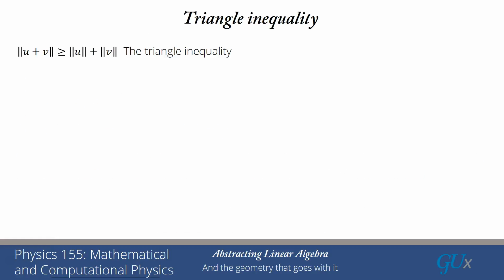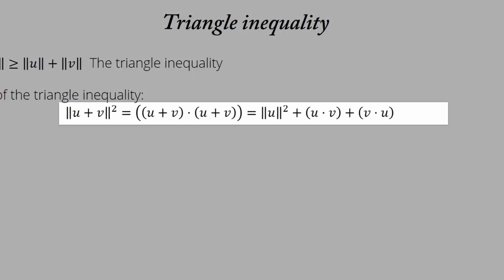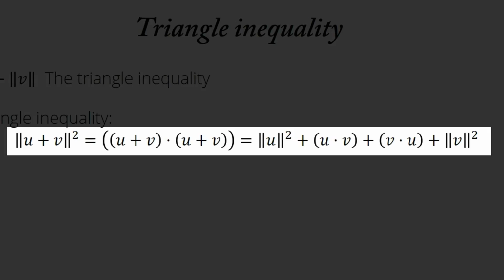All right, on to the triangle inequality. So the triangle inequality says the following. It's written for you up there. Let's prove that inequality. So the norm of u plus v squared is just equal to the scalar product of u plus v with u plus v. Let's expand that out. The first term is going to be scalar product of u with u. That's norm of u squared. The next one will be scalar product of u dot v. And then the next one is a scalar product of v dot u, and then that's plus the scalar product of v dot v, but that's norm of v squared.